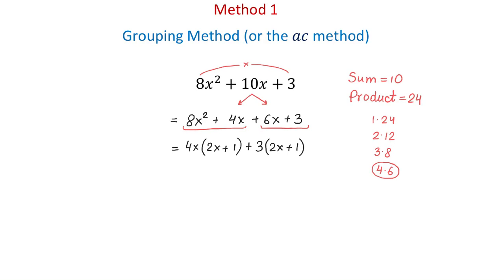Now, as we see in both parentheses, we have exactly the same expression, 2x plus 1. Now we can factor out 2x plus 1. Then, in the second parenthesis, we will write 4x plus 3. So now the answer is 2x plus 1 times 4x plus 3.